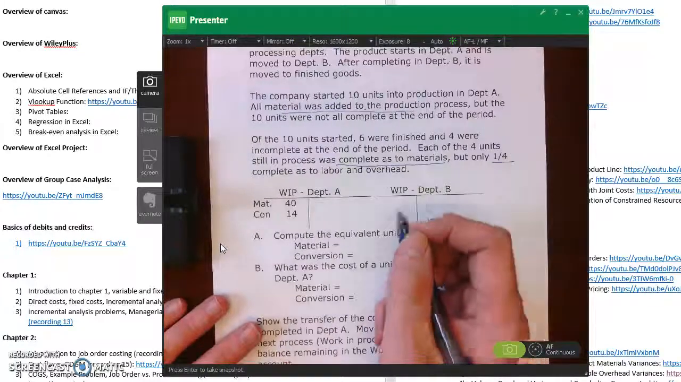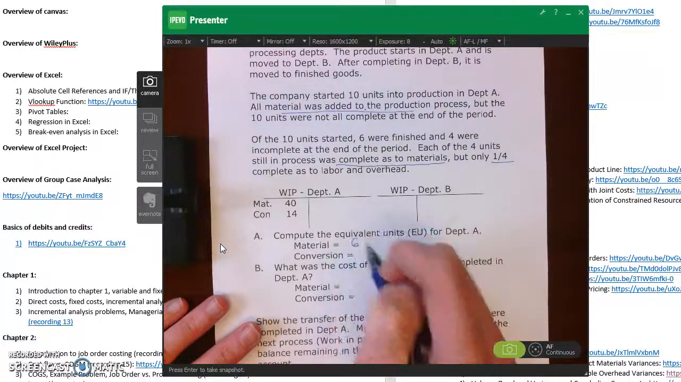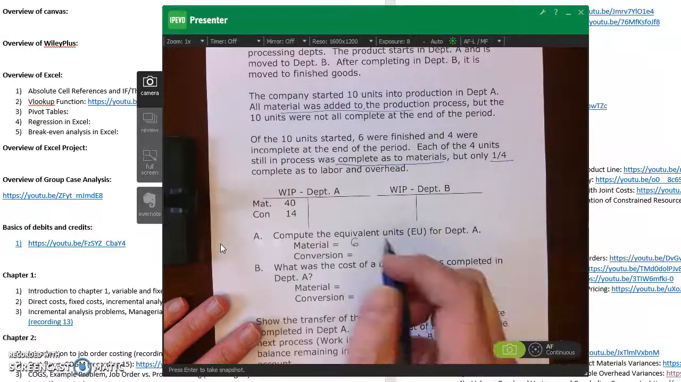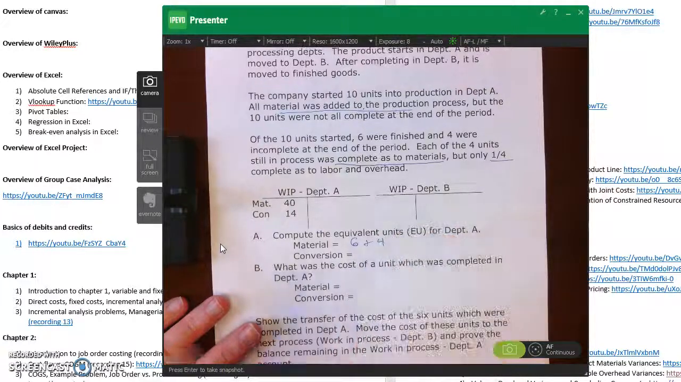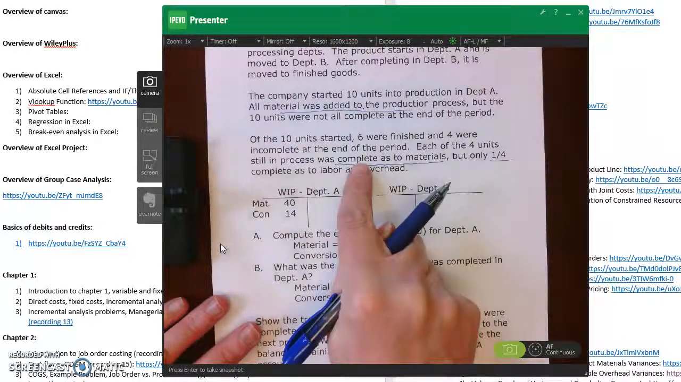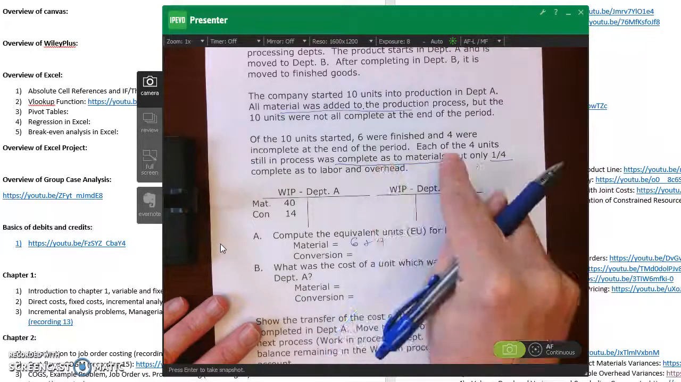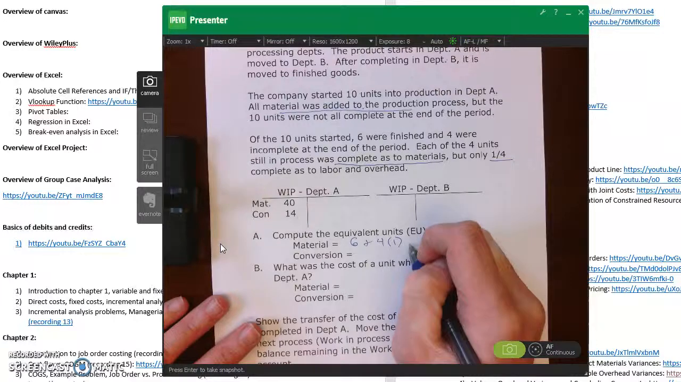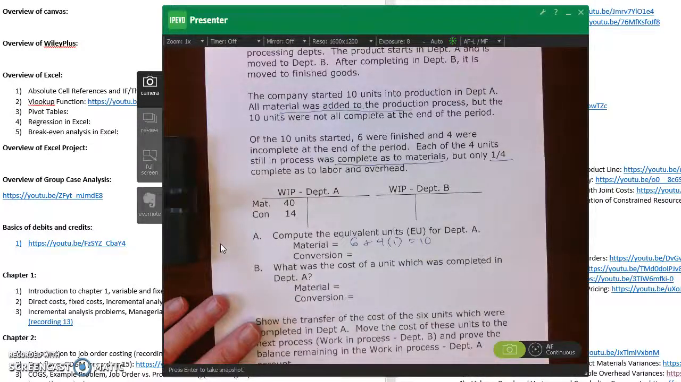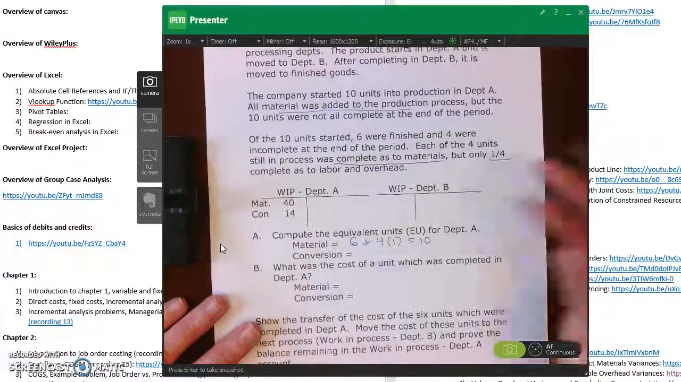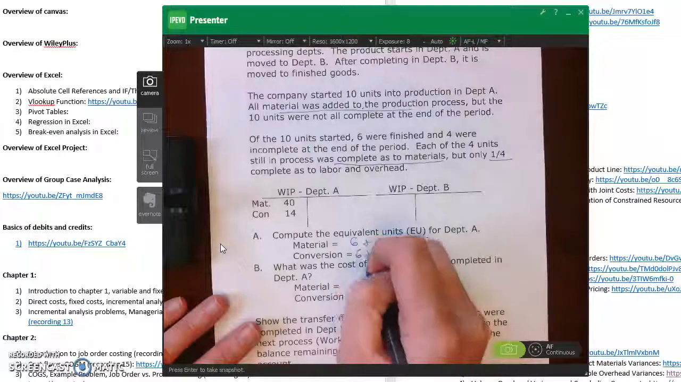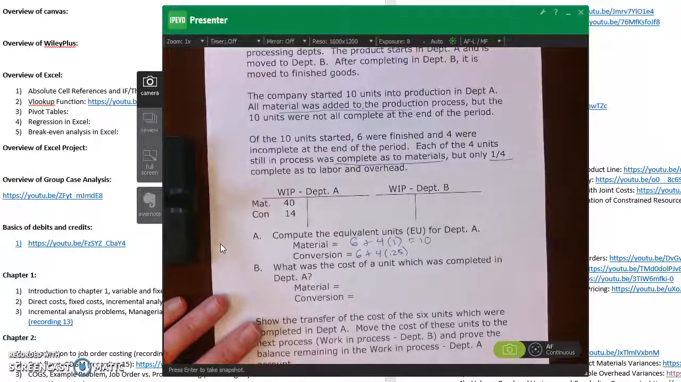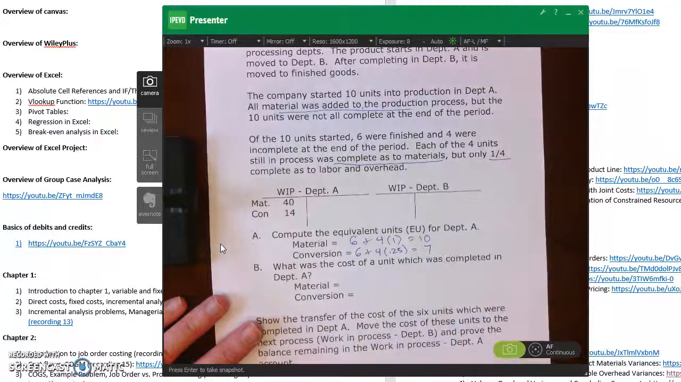The first thing is we're going to calculate the equivalent units for Department A. Remember what we do: how many units were completed with respect to materials? 6 were finished, total. Plus, then we have 4 that are partially complete. They are incomplete, but with respect to materials, all 4 were done, so I'm just going to multiply that times 1 for 100%. That gives me 10. Then I do the same thing for conversion. How many total were complete? 6 plus 4, but with respect to conversion, they're 25% complete, which gives me 7.